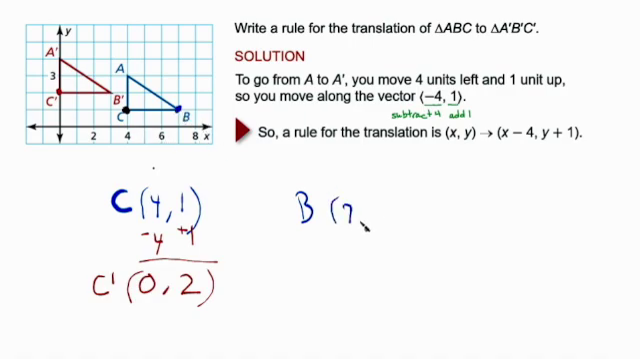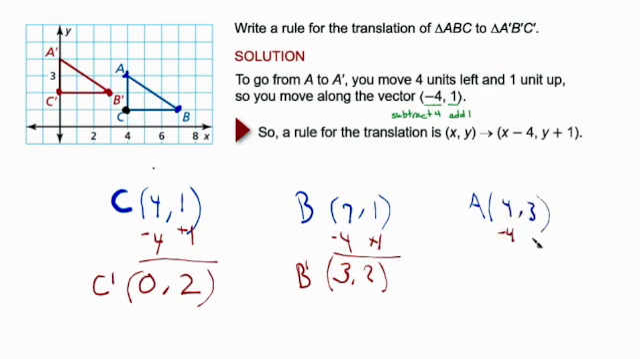I have point B here at 7, 1 as my coordinate. So I'm going to subtract 4 from that x value and add 1 to that y value to get my new point as 3, 2. So B prime, 3 over and 2 up. That's B prime. I'm going to do that for A. So I find it's 4 over and then 3 up. I'm going to subtract 4 from x, add 1 to my y. My new point is going to be 0, 4. So my original points of my pre-image are in blue, and my new points of my image are in red.